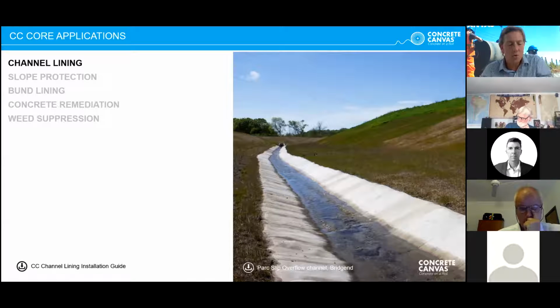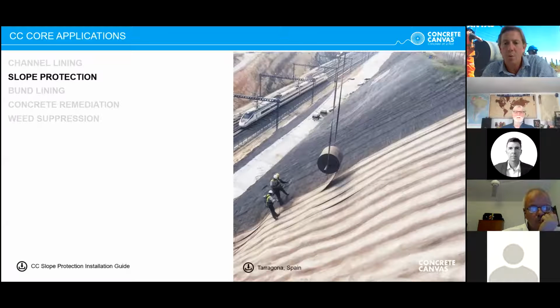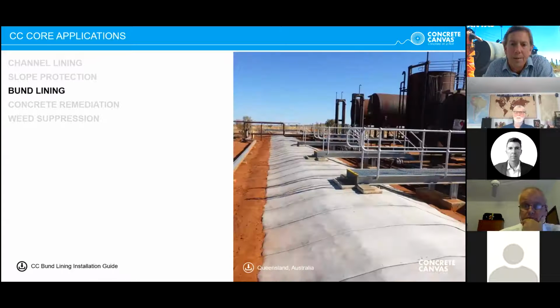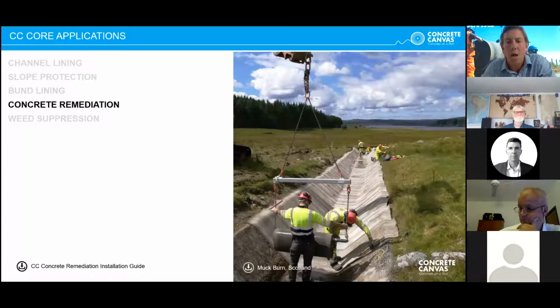So where is this used? We're going to talk about irrigation channels specifically, but more generally, it's used in drainage channel lining, slope protection, where the surface needs to be protected from surface runoff and surface slip, bund lining in petrochemical installations for secondary containment, and lining of cracked or damaged concrete structures, channels, or containment structures.